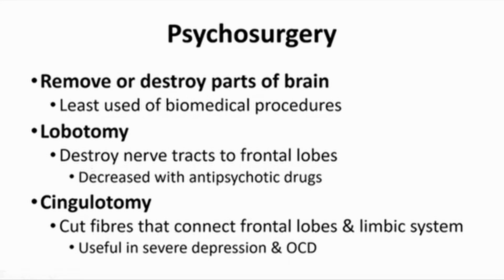Now, that isn't to say that we no longer perform this kind of procedure. What we see nowadays is something that's just a little bit more controlled and refined. So it's called a cingulotomy. And it's basically doing the same thing, but in a very controlled fashion. So for this procedure, we would cut the fibers that connect our frontal lobe and the limbic system, but only in a very precise area, so very specific fibers, rather than the more blunt cut that happened with a lobotomy.